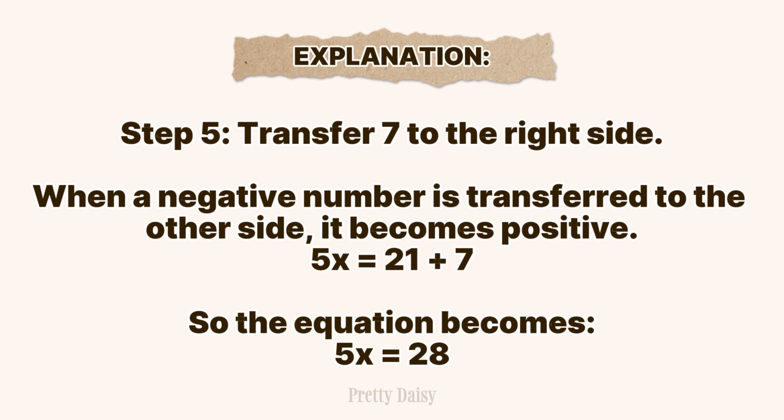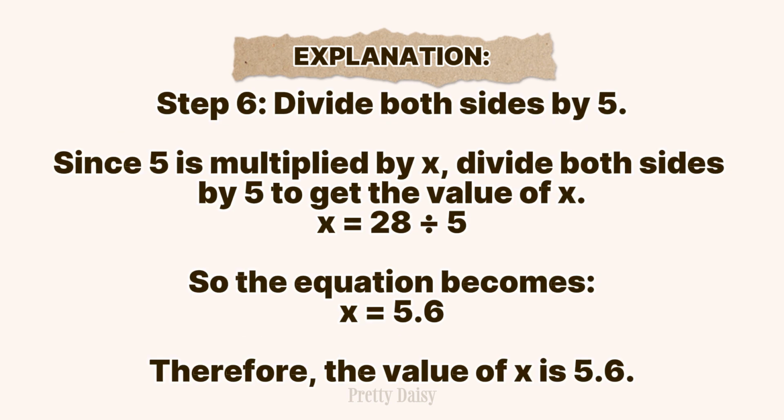5x equals 28. Step 6. Divide both sides by 5. Since 5 is multiplied by x, divide both sides by 5 to get the value of x. x equals 28 divided by 5. x equals 5.6. Therefore, the value of x is 5.6.